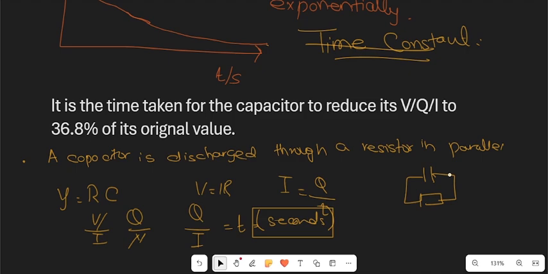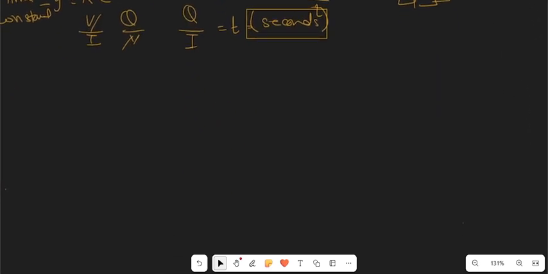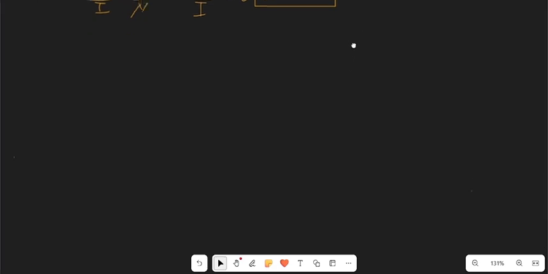So this Y right here is what you call time constant. All you need to understand is what time constant is, what its formula is, how the formula is derived, and what its units are.